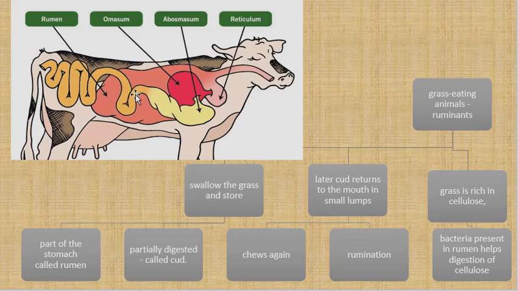then that grass is brought back and chewed again and ground again by way of rumination, that is chewing the cud, or re-chewing or re-grinding the small lumps of grass stored in the rumen, and then passed on to the stomach, so that the hard cellulose of grass can be digested. The omasum and abomasum are the parts where it is now ground. So this is the digestive system of grass eating animals called ruminants.